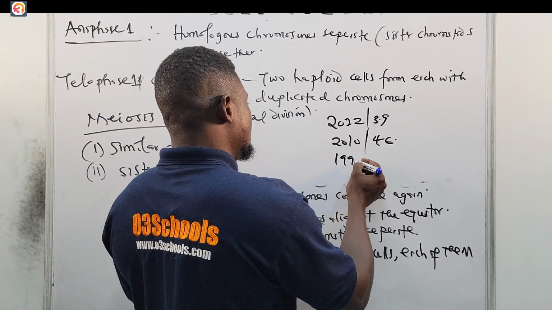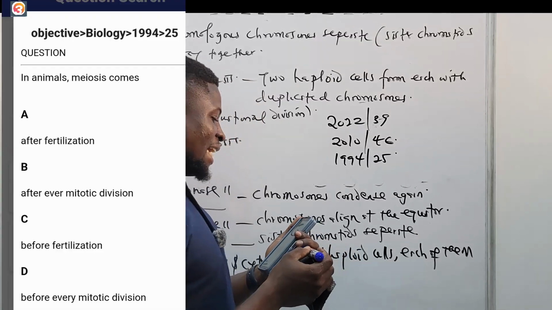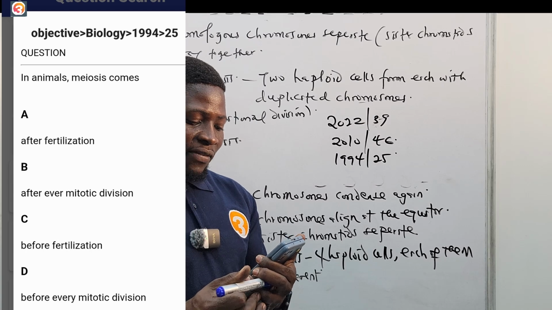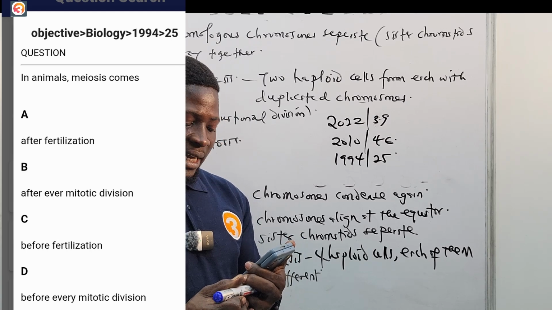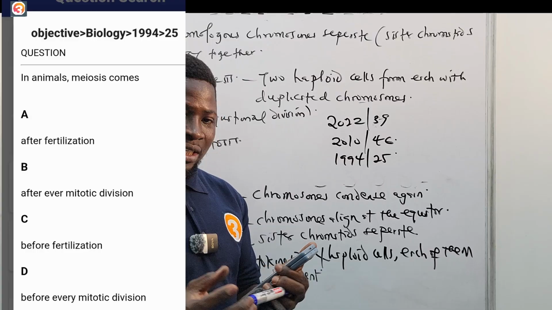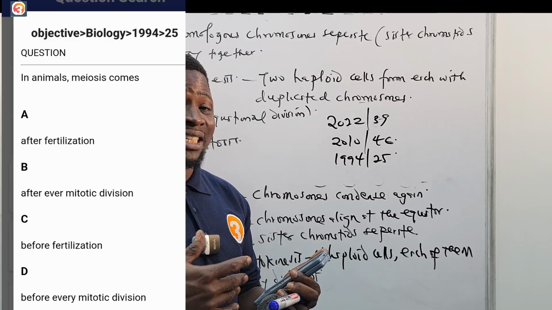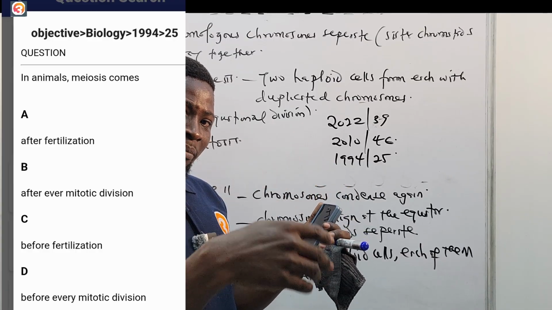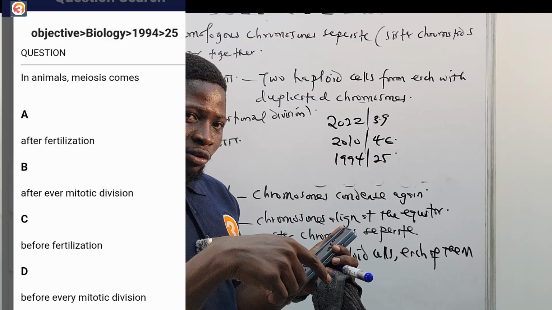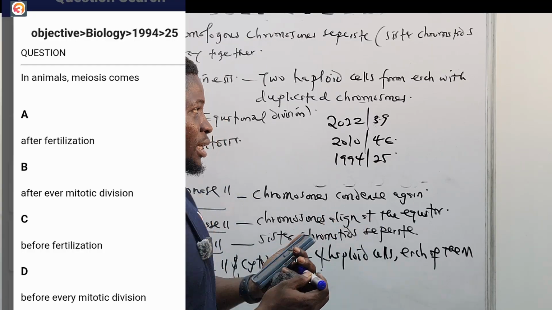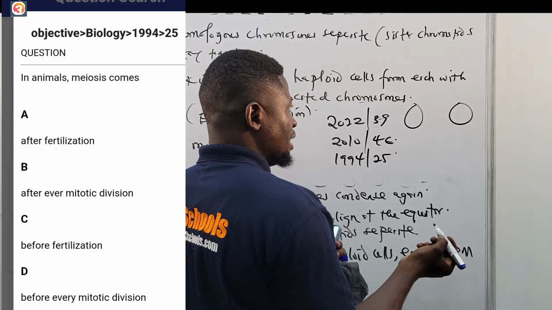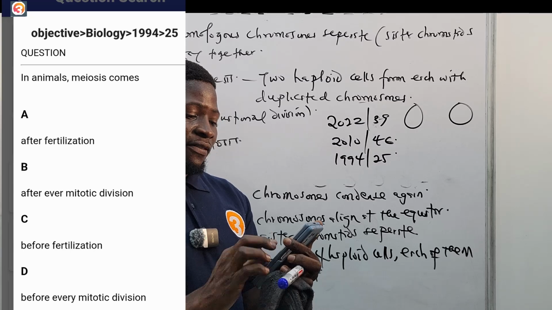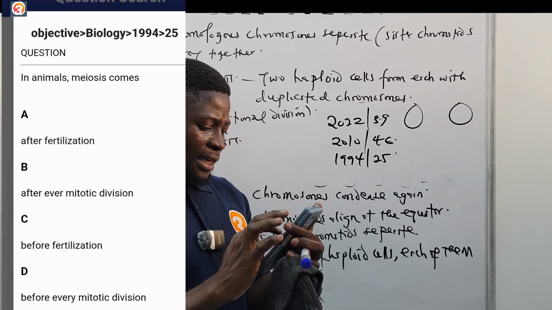Then we have 1994 number 25. They say in animals, meiosis comes: A, after fertilization; B, after every mitotic division; C, before fertilization; D, before every mitotic division. So does meiosis come before fertilization or after fertilization? We have the male and the female, and we have not said fusion has occurred. So is it before or after fertilization? Put the answer in the comment section.